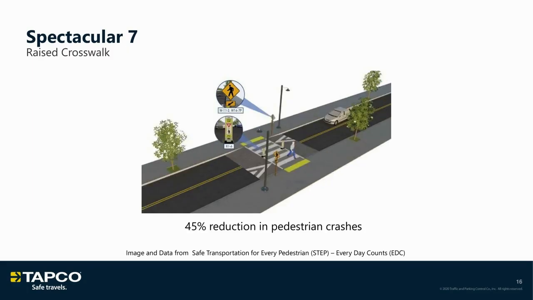The raised crosswalk is another option. This is a little bit more involved, as you're going to have a lot of pavement work to be able to do that. I've seen folks use road tables, speed humps, things of that nature to help slow those vehicles down. So that's about a 45% reduction that we see.